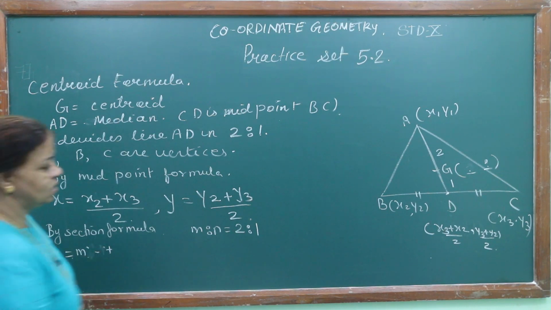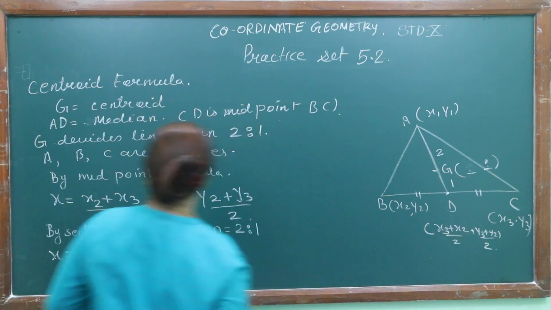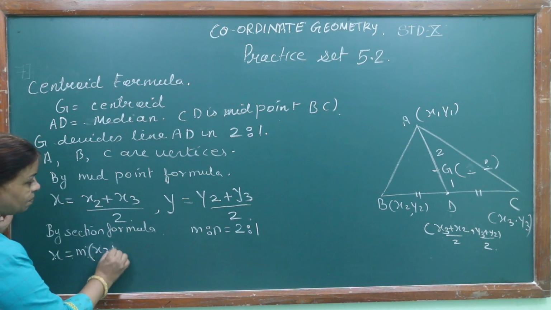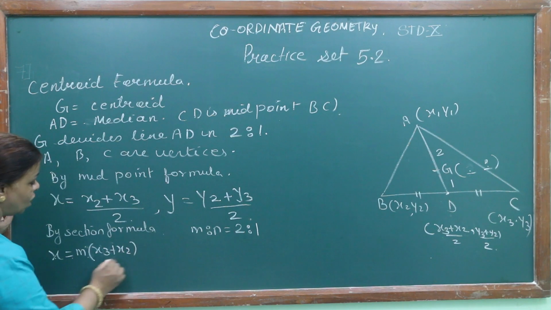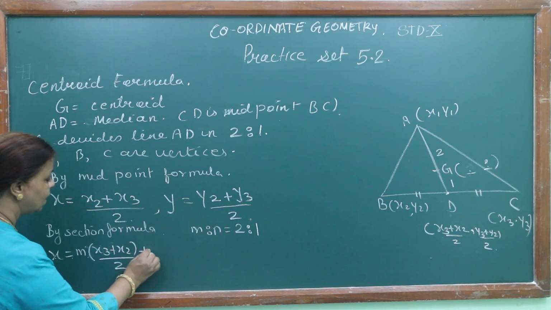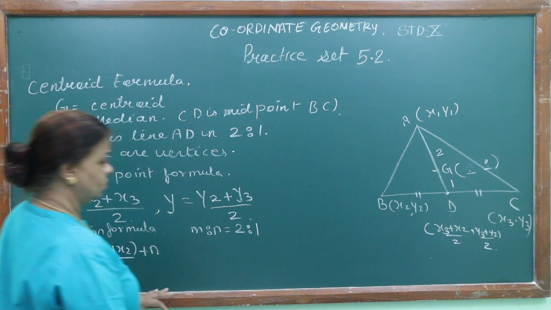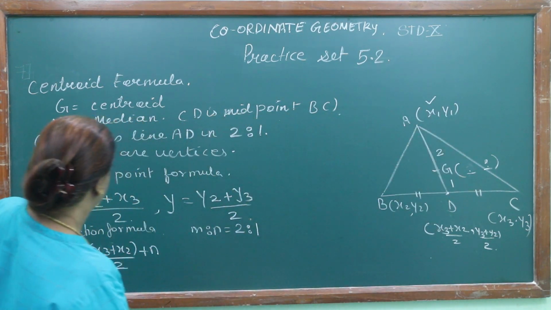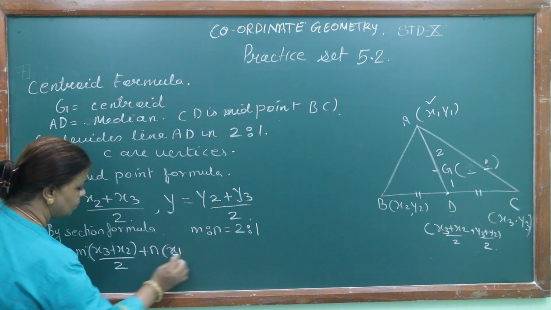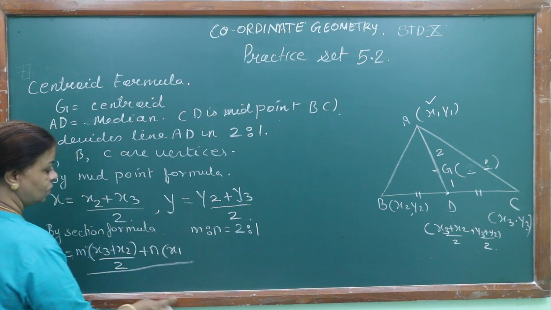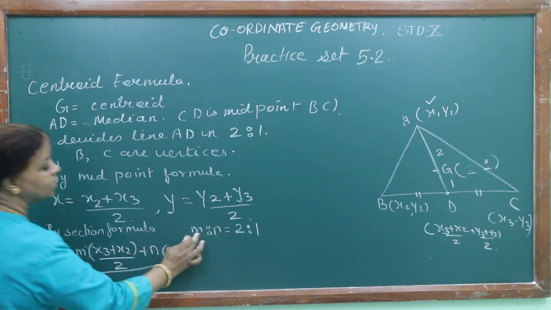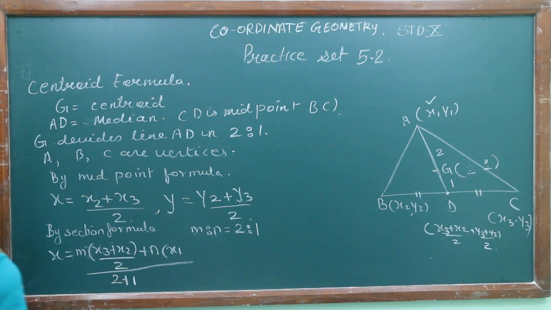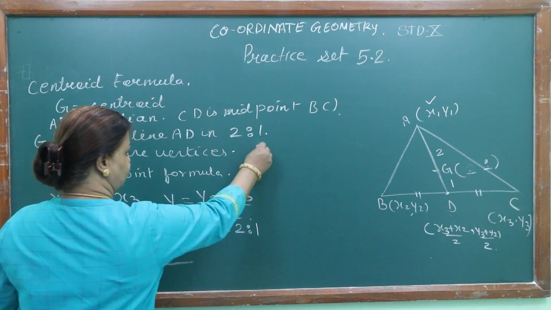So m times x3 plus x2 upon 2, plus n times x1, upon m plus n. And what is m plus n? 2 plus 1, that would be 3.